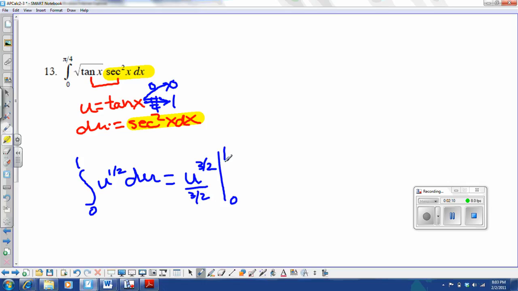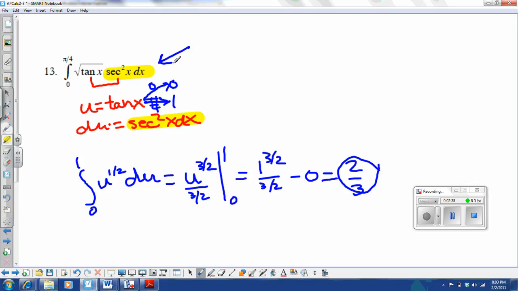So we plug in the upper limit first. 1 to the 3/2 power divided by 3/2 minus 0. 1 to the 3/2 power is just 1. So 1 divided by 3/2 is 2/3. That's it. Make sure you know how to check these on your calculator by using math number 9. You should always do that if you have the luxury of having a calculator with you. Okay, that handwriting turned out really bad.